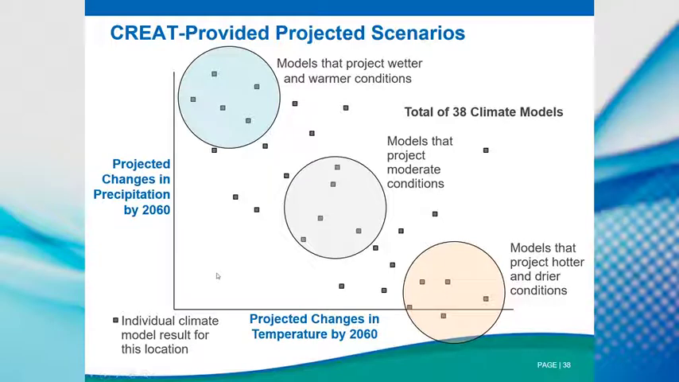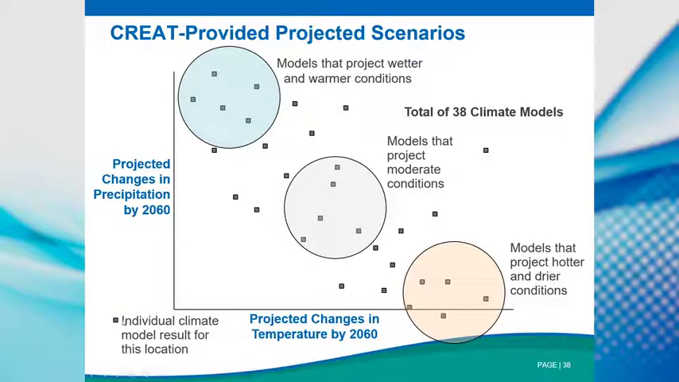So if you work with me, at the bottom of the graph, the x-axis, that's projected changes in temperature by 2060. So from left to right, it gets hotter. And then on the left side of the graph, the y-axis, that's projected changes in precipitation by 2060. So from bottom to top, it's going to get wetter. And then in between, there's all these little black boxes.